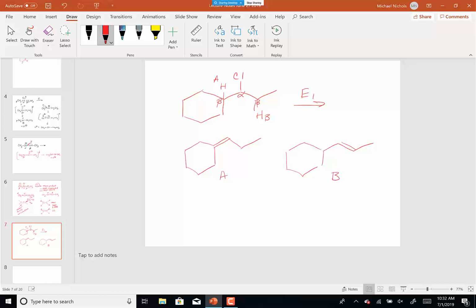And so then the question is, which one of these two is the more stable product? And we can go ahead and vote with the cards. If you wanted to, you could draw the structure without the chlorine, and then figure out where the double bond goes.